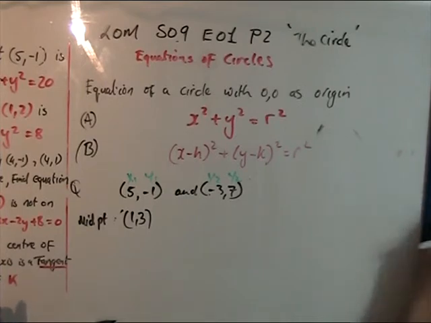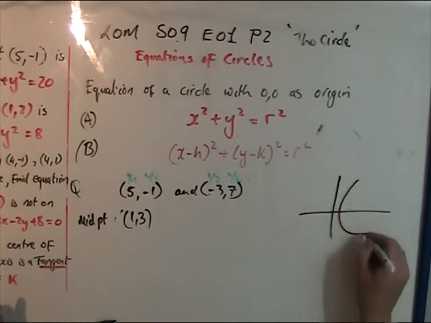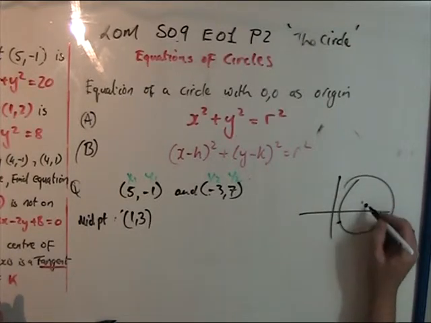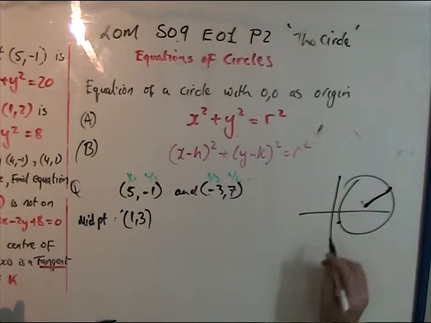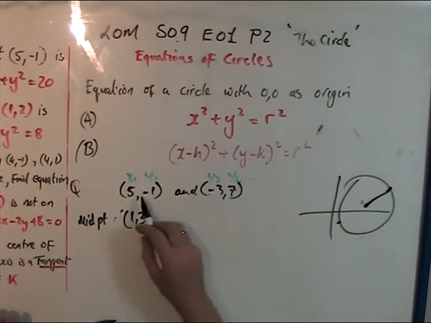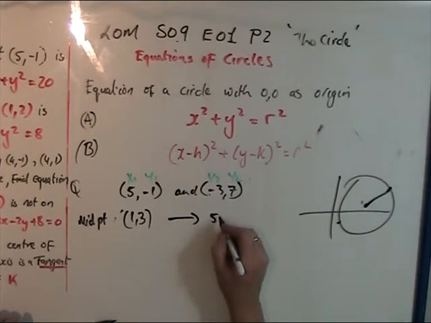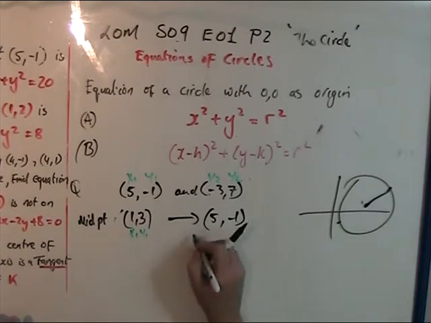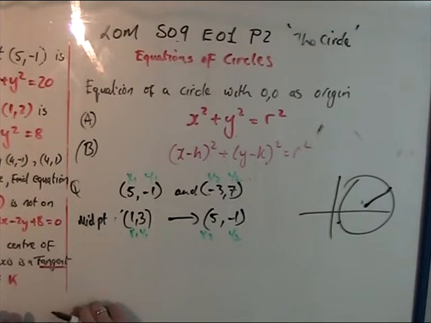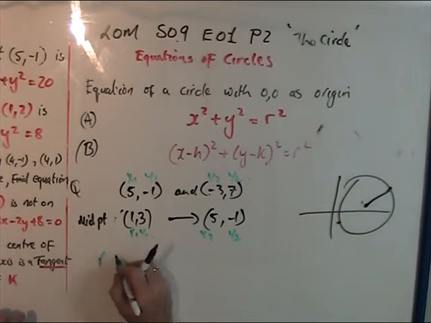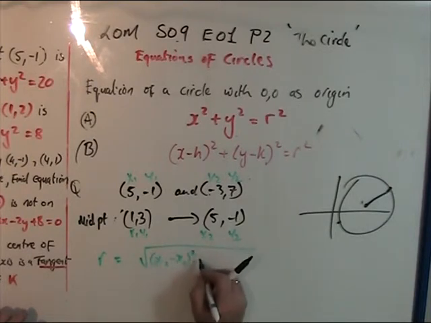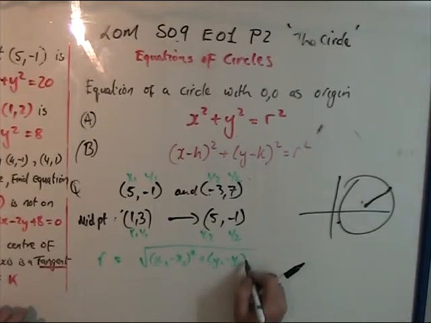I've got my circle up here, and I've got my midpoint, which is the point in the middle of the diameter. So now I'm going to go to one of those coordinates, the one that looks least problematic, which is this one here, (5, -1). So I label my points again: x1, y1, x2, y2, and I use the distance formula. The length of r is going to be the square root of (x2 minus x1) all squared plus (y2 minus y1) all squared.